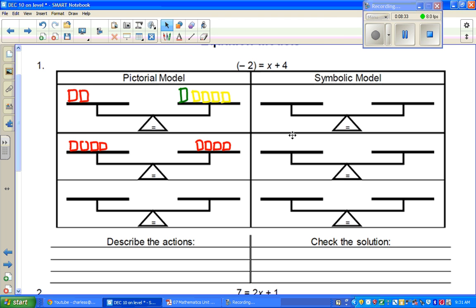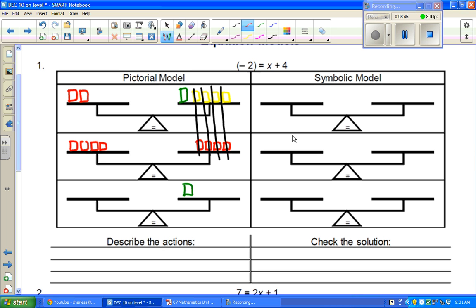And then we simplify that. On the right-hand side, I have 4 zero pairs, which equals 0. So I'll bring down my 1 green x. Over on the left-hand side, I have 2, 3, 4, 5, 6 negative, so I have 6 red squares. And as you can see, I'm down to 1x on the right side, and I have just numbers on the left. So our pictorial model is complete. So x equals -6 in this case.